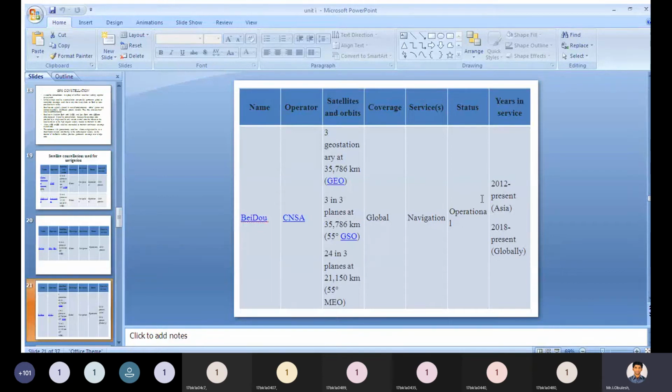From 2012 till now, it will cover around Asia. From 2018 till now, it will cover globally. So this is the basic description of BeiDou.